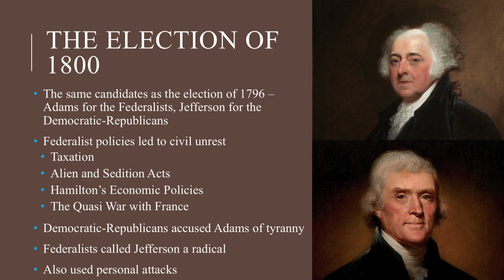The big difference was that there had been 4 years of Federalist policies that had led to a lot of civil unrest. Issues with taxation, the Alien and Sedition Acts, the continuation of Hamilton's economic policies, even though Hamilton was no longer a member of Adams' cabinet, and the quasi-war with France were all leading to issues as they went into the 1800 election. The Democratic Republicans accused Adams of tyranny, while the Federalists called Jefferson a radical, and both sides used personal attacks in their campaigning.